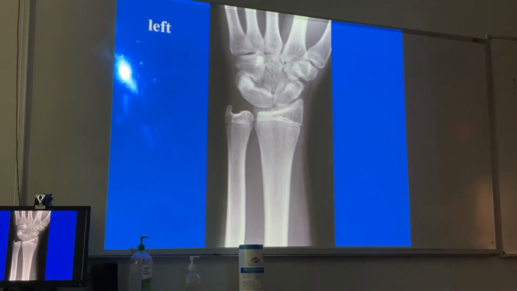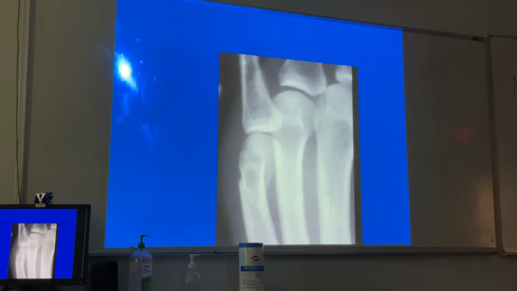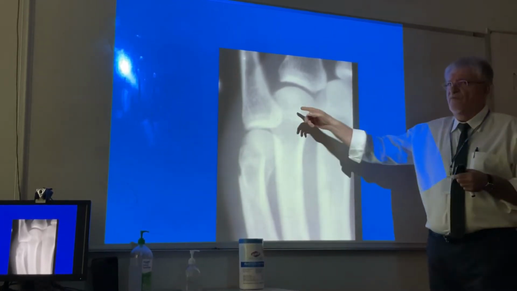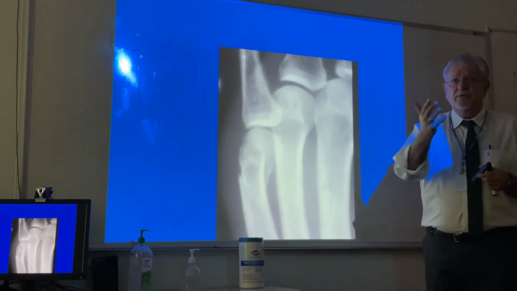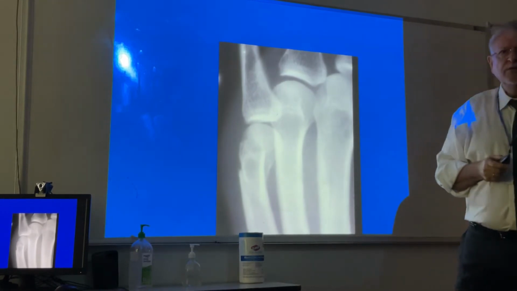So the oblique is better for your first metacarpal view, and the Nordgaard is better for the fifth? No. This will show us second through fourth. Oh, I see. It's not one or the other. Yeah, because we're at the head of the third metacarpal. Okay.